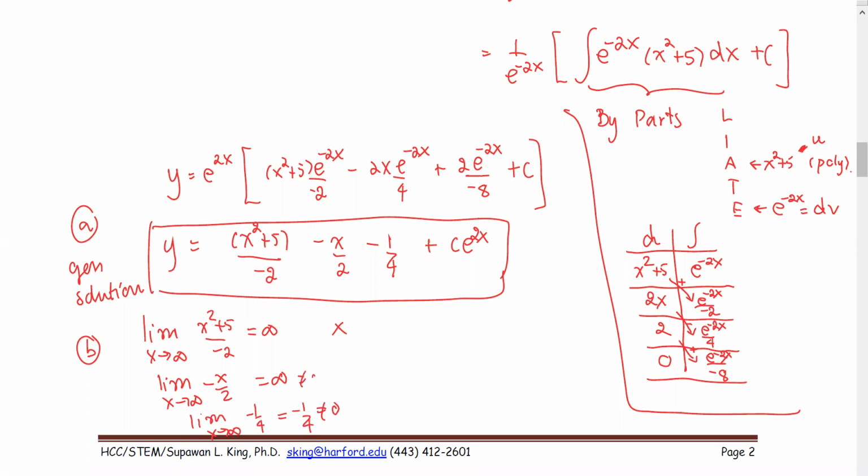And then the last one, the limit of c e to the 2x as x approaches infinity will approach infinity, which is not equal to 0. Recall c is the constant. Therefore, there is no transient term for this general solution. The other way to say it is that the solution will not reach an equilibrium point or will not reach the result 0 eventually.